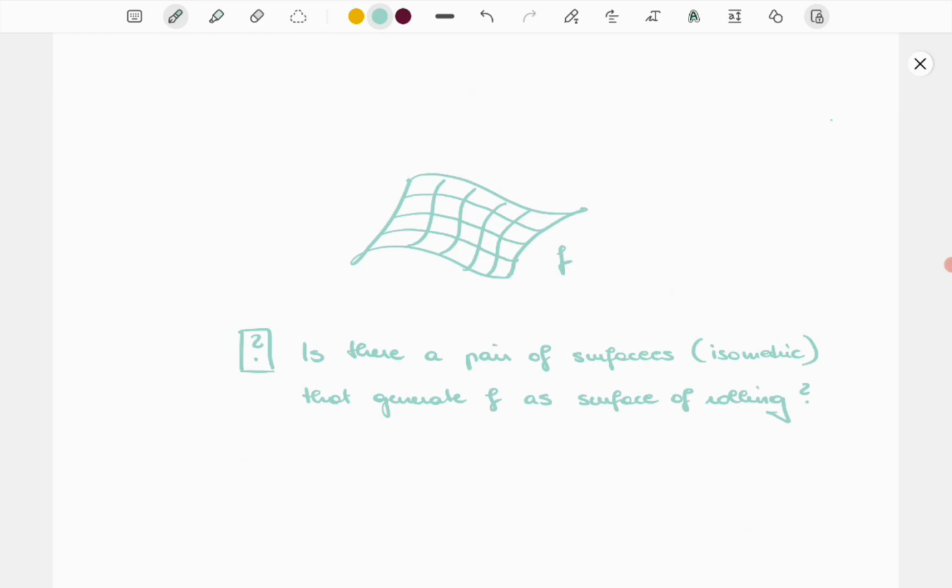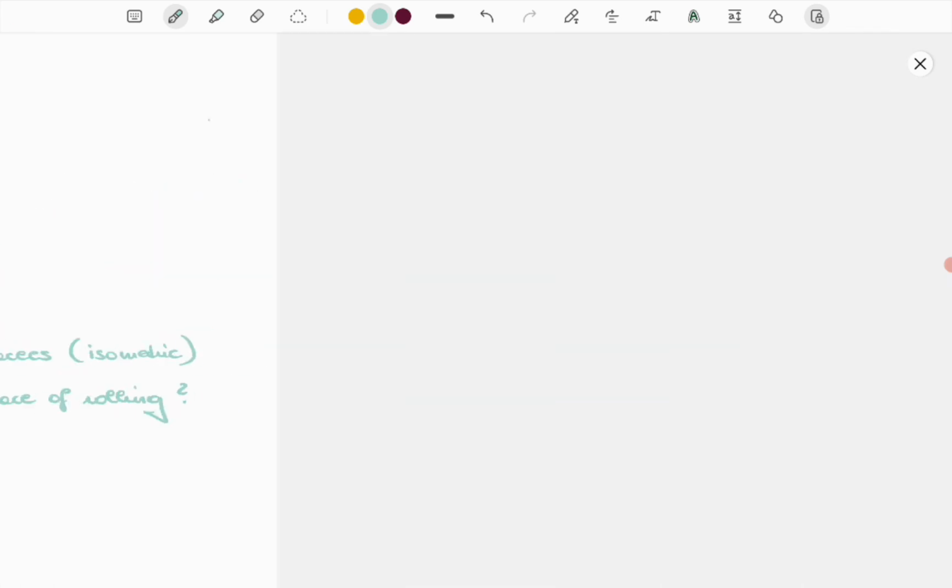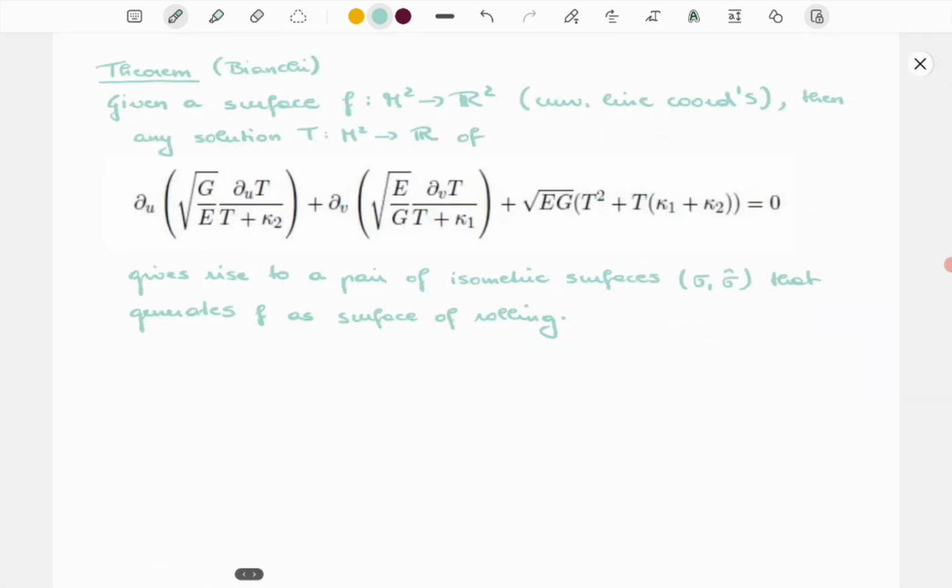In our setup, the next question is then of course about the reverse construction. So given a surface F, in our case then a CMC surface in hyperbolic space, is there a pair of surfaces that generate F as a surface of rolling? So can we find a pair of surfaces that are isometric, such that for the right initial point, the rolling construction then exactly yields the surface F? The answer to this general question was given a long time ago by Bianchi and by the following theorem.